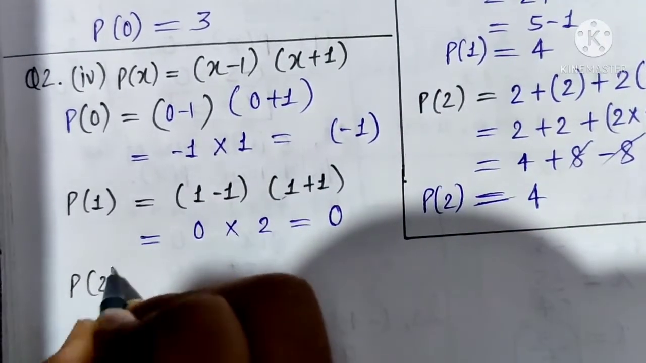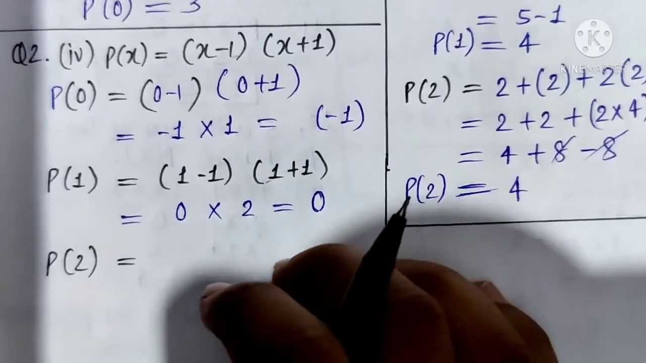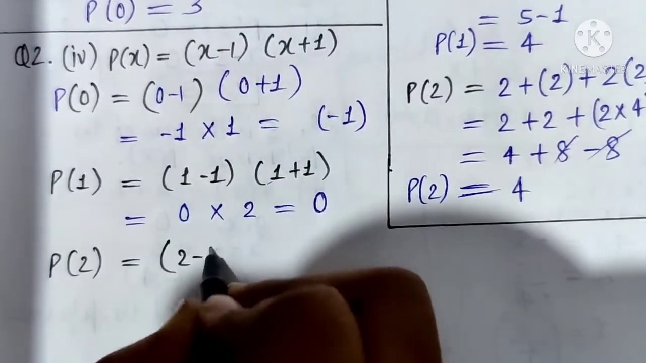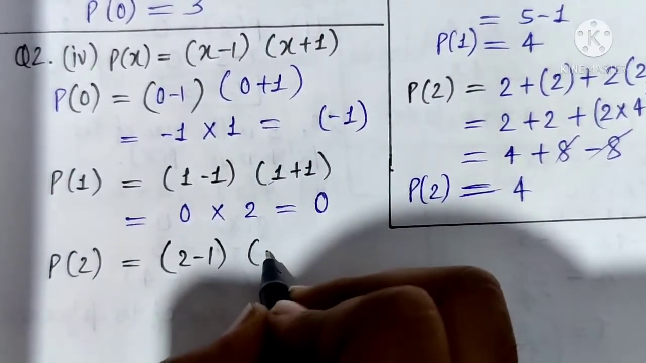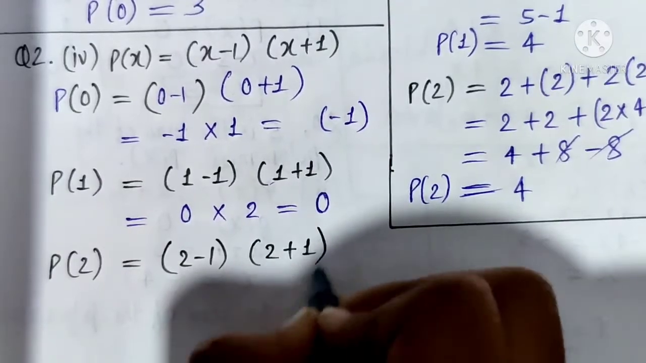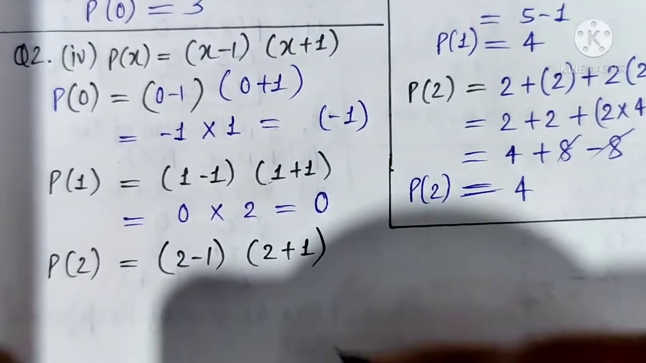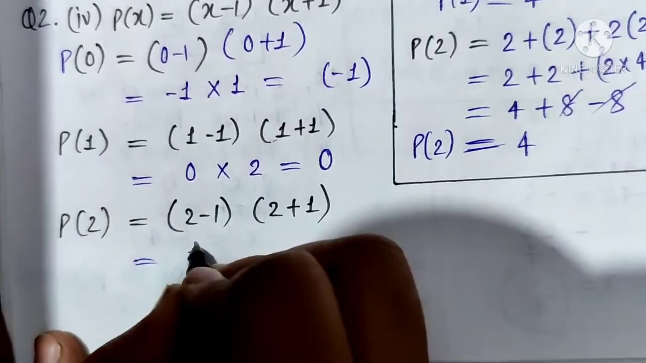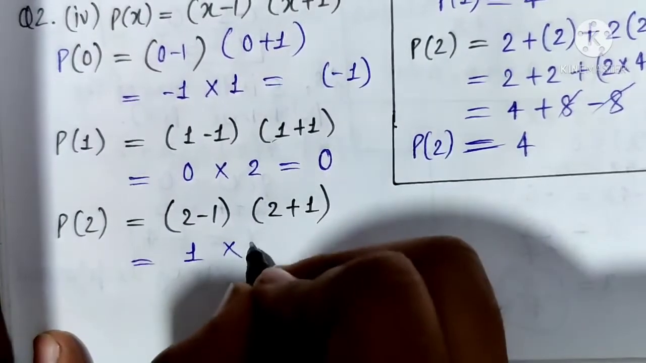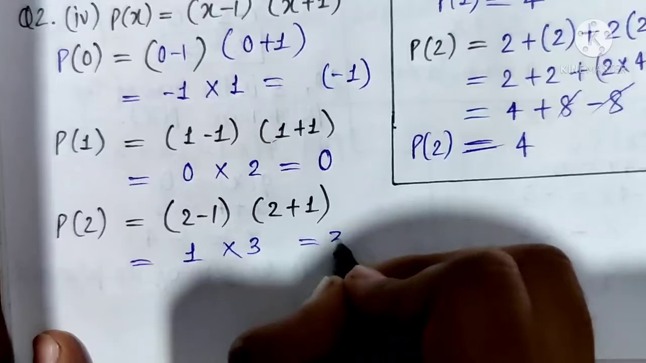Now P2, what value will come? In place of x we will put 2. So x minus 1 means 2 minus 1, and x plus 1 means 2 plus 1. Just check what is coming here. 2 minus 1 means 1 only. Multiply by 2 plus 1, which means 3. So 3 ones are 3. So the value 3 is coming.